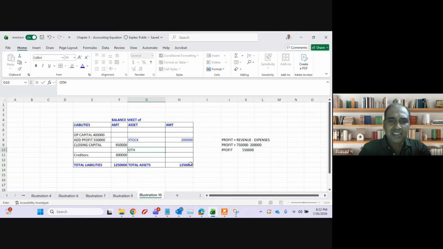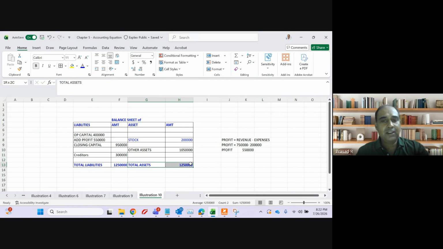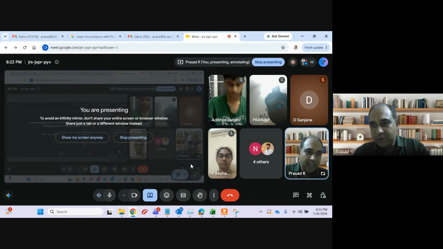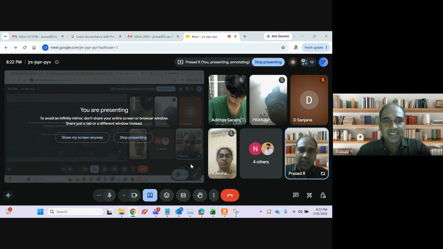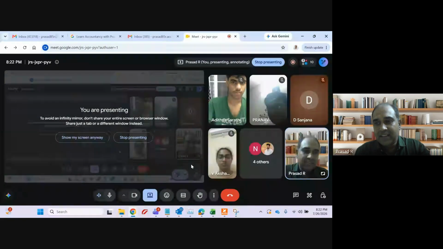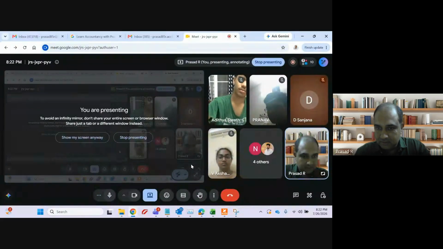There will be other assets also which the question is not telling us. Otherwise the balance sheet will not tally. There will be other assets also for 10,50,000. Then only my total of balance sheet will tally. This information is given only to confuse you. So my formula is very simple. To get total assets, it is enough for me to know how much is my capital and how much is my liability. If I know my capital plus liability, I can get my total assets.